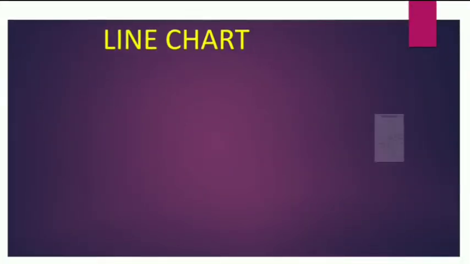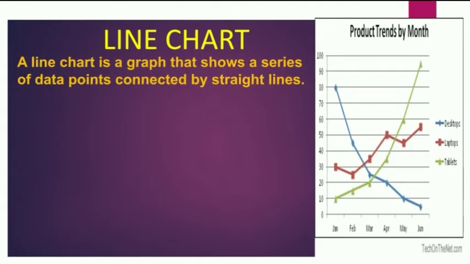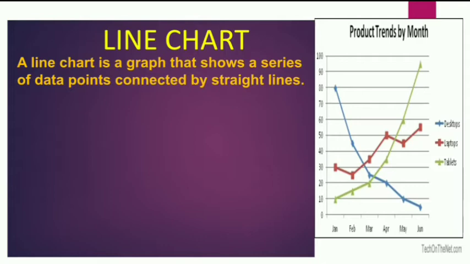Line chart. Now, a line chart is a graph that shows a series of data points connected by straight lines. Generally, this type of chart you might have seen on television while you watch a cricket match. In this, you can see after 5 overs which team has scored how much. So, it compares the values.